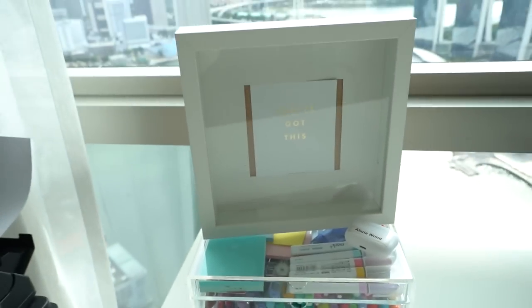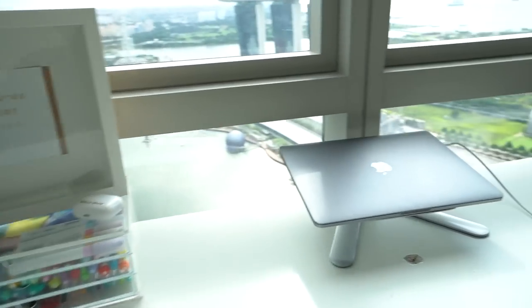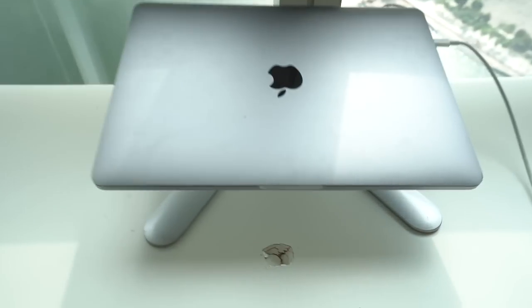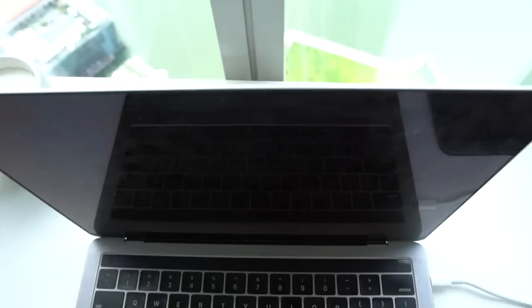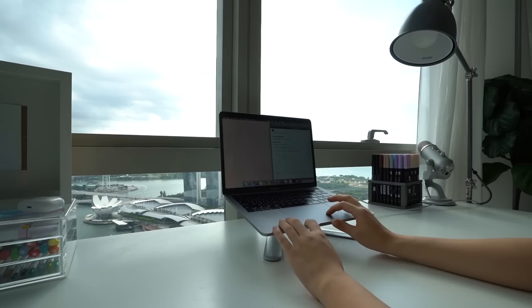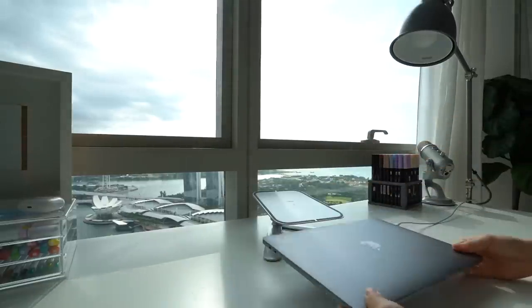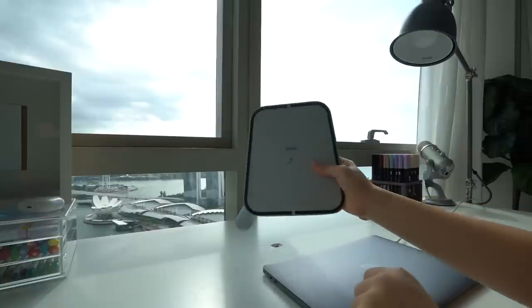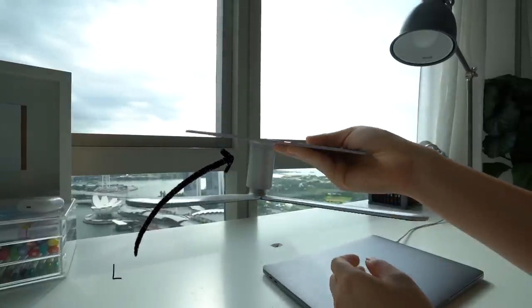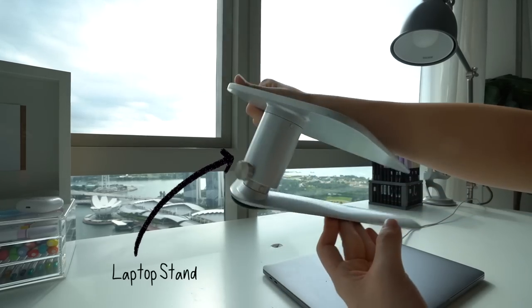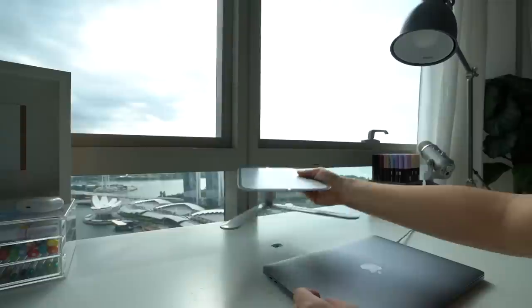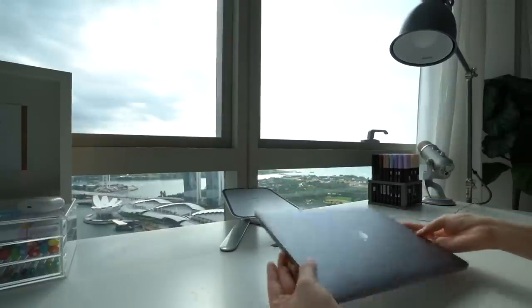Moving along to the center is my laptop and this cheeky little hole that somehow appeared there from moving houses. So as you probably would have guessed, the center of the desk is where I do most of my work, so it's pretty empty. I have this laptop stand. I don't always use it, but this is what it looks like if I do have it there. And obviously on top goes my laptop.